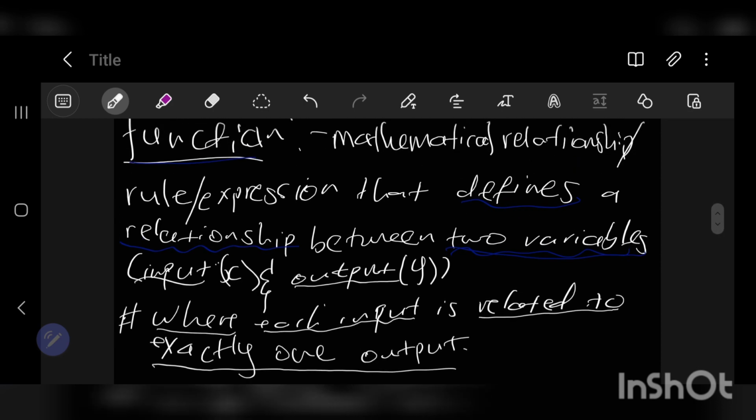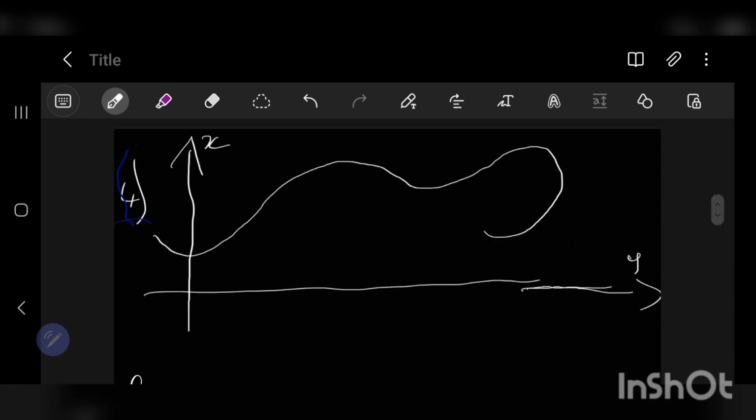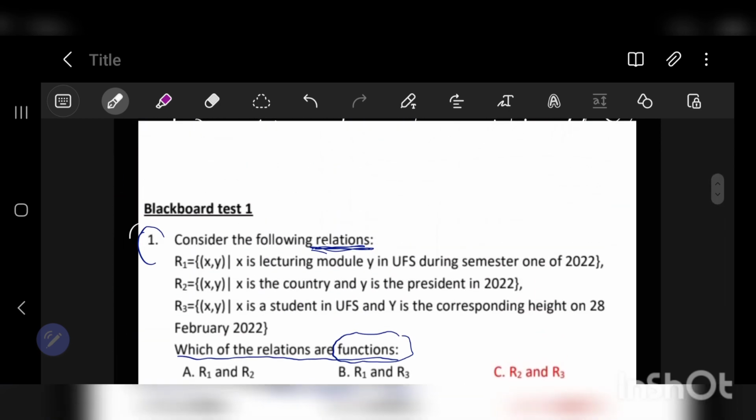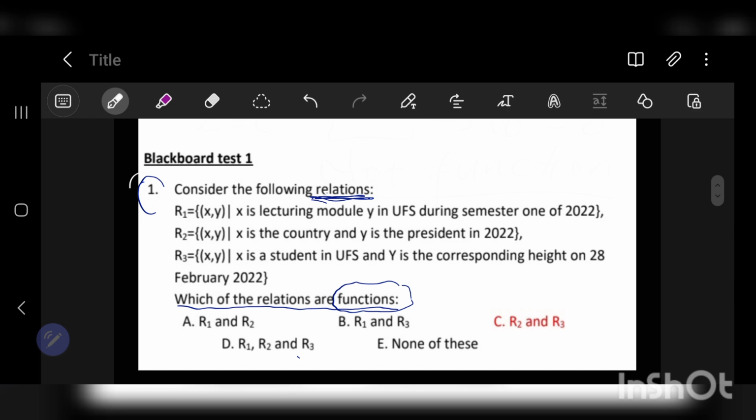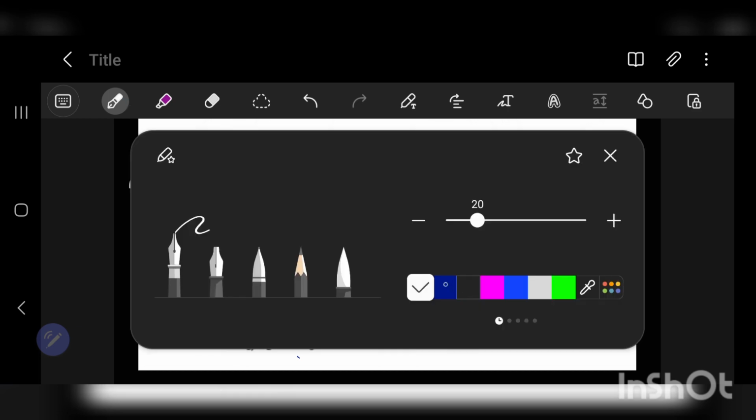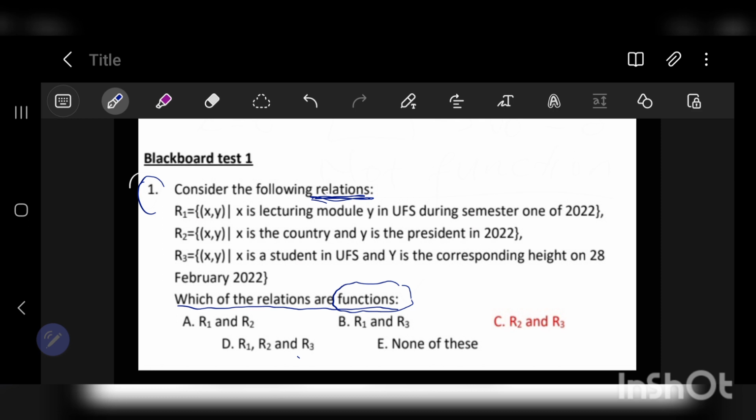I hope this reminds you of the information from the previous video, and this is the information that we are going to use to answer this question. I hope this makes sense. Let us see the practical aspect of this theory. We'll look at number 1. We defined what a function is, so we now know what makes something a function and what makes it not a function. So we look at relation number 1.